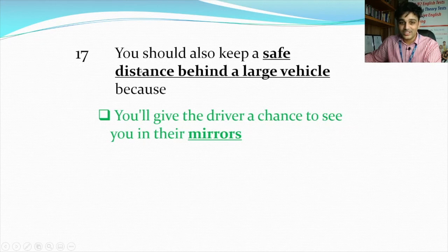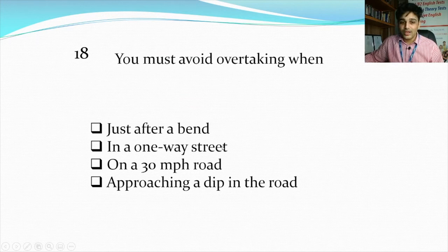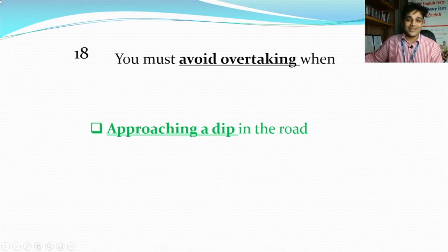You must avoid overtaking just after a bend. Again, this is the one question that students get wrong. This is the repeated question I mentioned to you. I always like to add one or two questions again to see if you remembered. You must avoid overtaking just after a bend, in a one-way street, on a 30 mile per hour road, or approaching a dip in the road. Again, you guys know this. Approaching a dip in the road. Well done. So here it is again. You guys remember that? Well done to you for remembering.